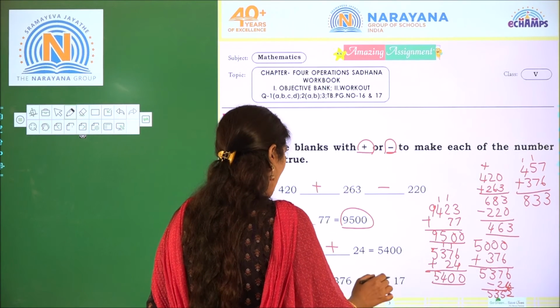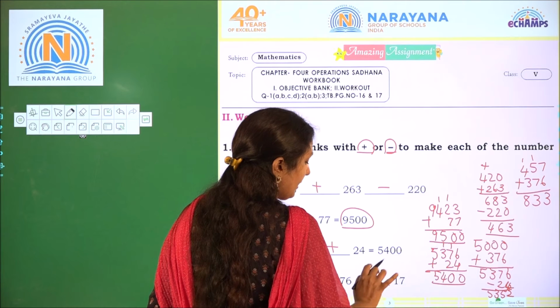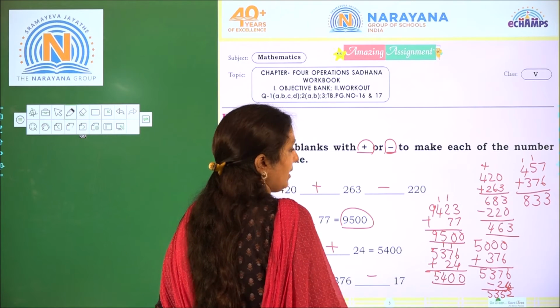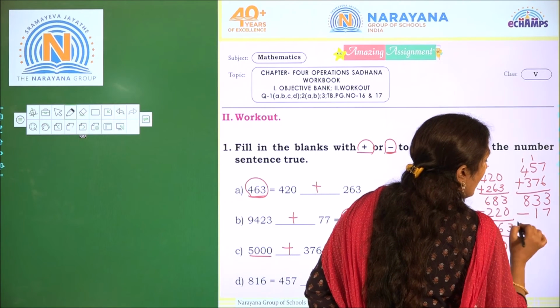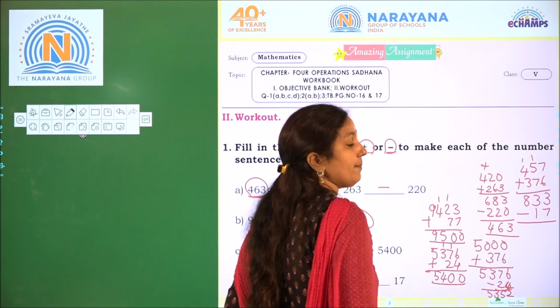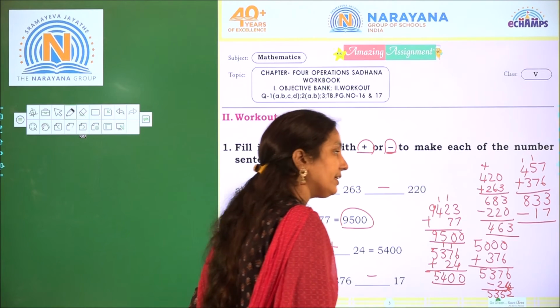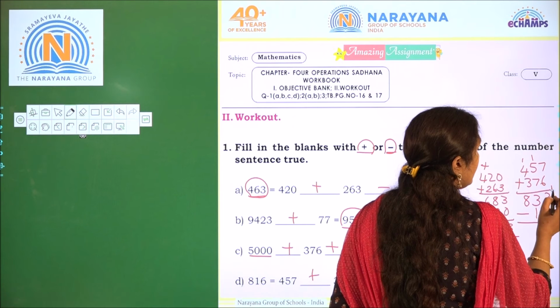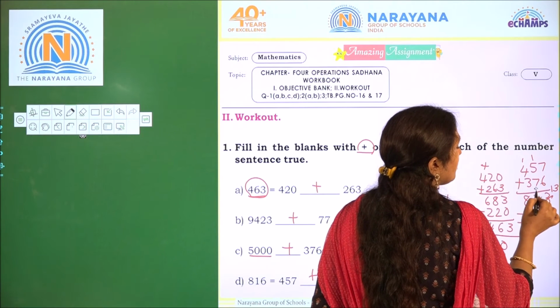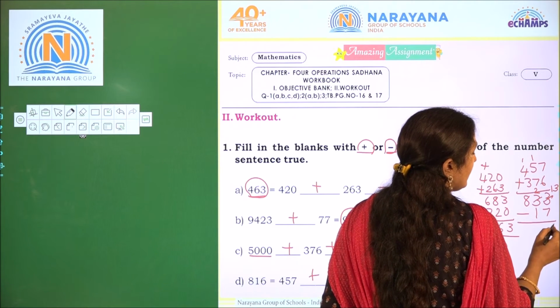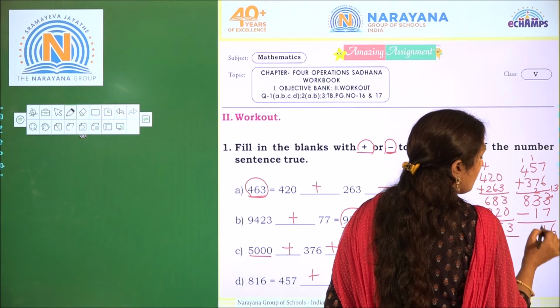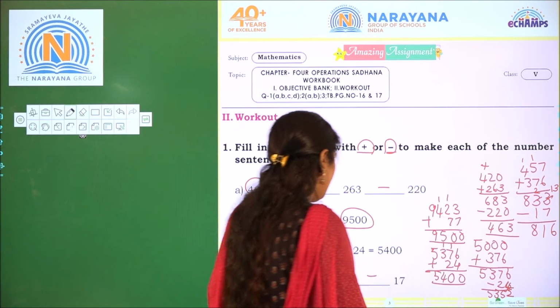Now just I am subtracting. I am taking just subtraction symbol minus. Now I am taking out. So 3 minus 7 we cannot. We have to take the regrouping. 3 will become 13. So this 3 will become 2. 13 minus 7 is 6. 2 minus 1 is 1. Now 8. 816.